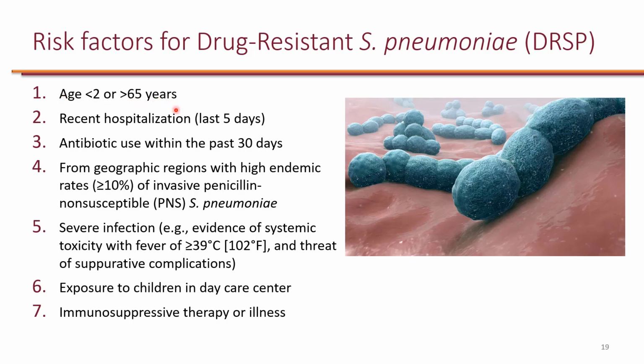So age over 65 still remains a risk factor. Recent hospitalization, meaning the previous 5 days, is also a risk factor for drug-resistant Strep pneumo. So is antibiotic use in the last month. People from geographic regions where there is a more than 10% risk of penicillin non-susceptible Strep pneumo. People with severe infections, and the way you decide if an infection is severe is if someone has a high fever of 39 degrees centigrade or higher, or if there is a threat of suppurative complications, and exposure to children in daycare centers, and of course immunosuppressed patients. So these patients will be at risk of drug-resistant Strep pneumo, so we should keep that in mind when we choose treatment for acute bacterial rhinosinusitis for these patients.